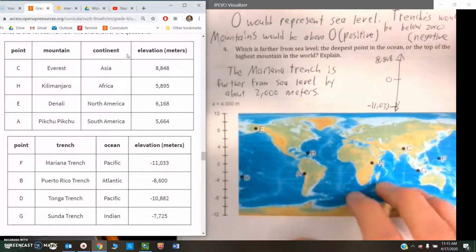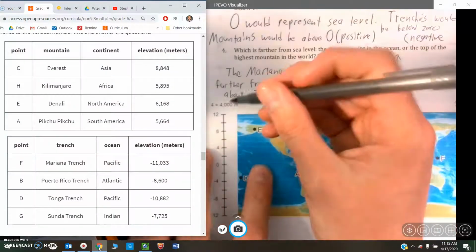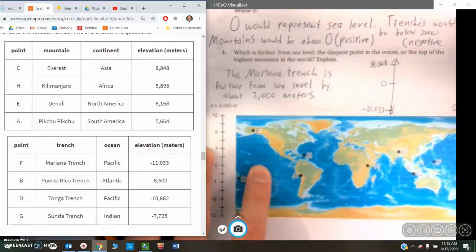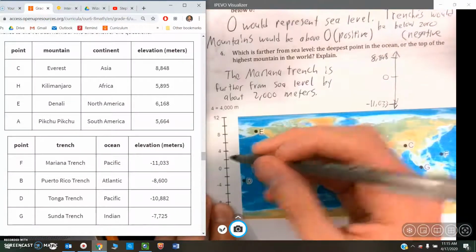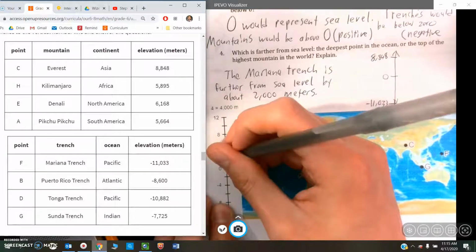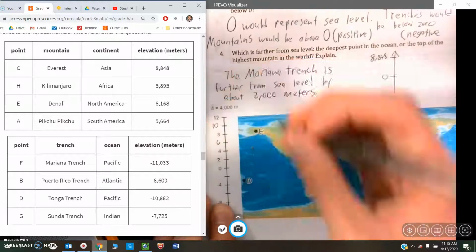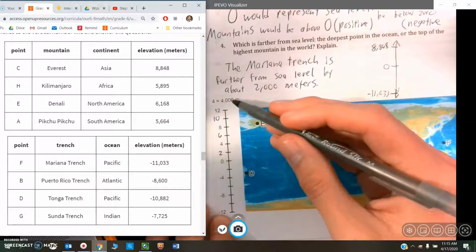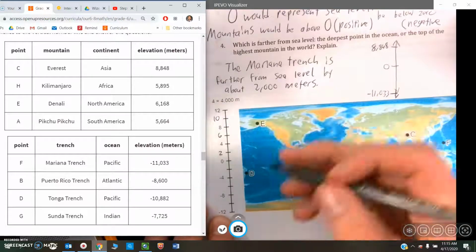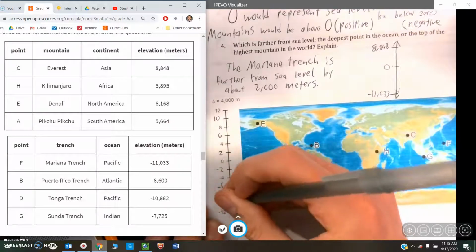plot these on this graph, this is kind of a cool activity. You can see right here, this is a little key. It says the number 4 on our number line stands for 4,000 meters. So if this is 4, then it's counting by 2s, 6, 8, 10, and each whole number actually is 1,000. So this is 2,000, 4,000, 6,000, negative 2,000, negative 6,000, negative 8, negative 10.